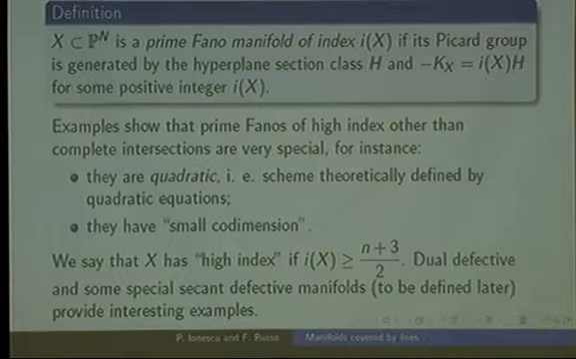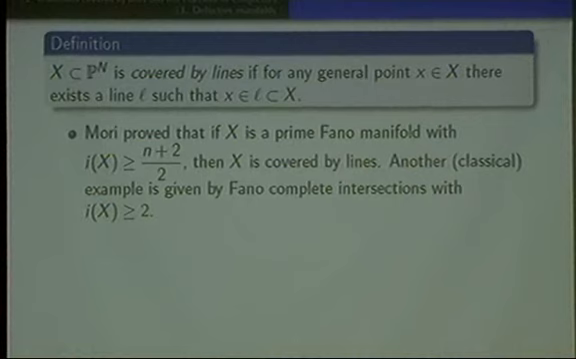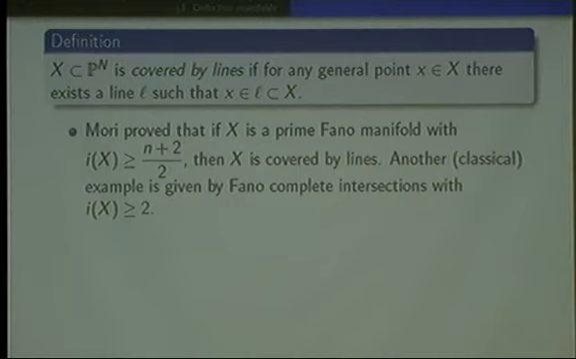Now, an easy definition, I say that X is covered by lines if there is a line contained in X and passing through the general point of X. There is nothing complicated here. Here is a first interesting fact proved by Mori, namely that when X is a prime Fano manifold whose index is at least half dimension plus 2, this is one less than the bound I introduced previously, then X is covered by lines.